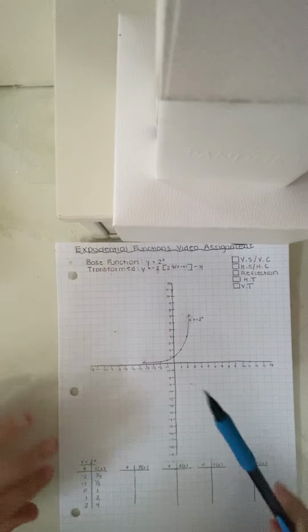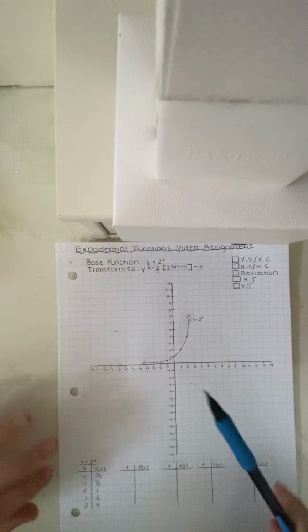Next would be reflection. This negative sign shows that it is a reflection on the x-axis. So that means that my x values are all going to turn negative. Actually, this would mean that my y values would turn negative, not my x values. My x values would stay the same in this case, so I can just write those in. And then all of these would turn negative, so that's 1 over 2, minus 1, minus 2, minus 4, and minus 8.